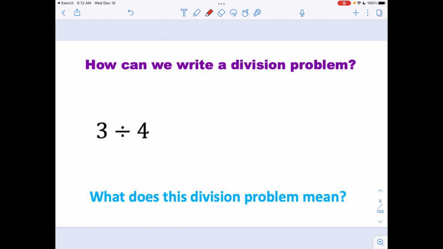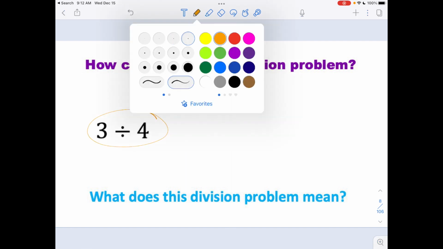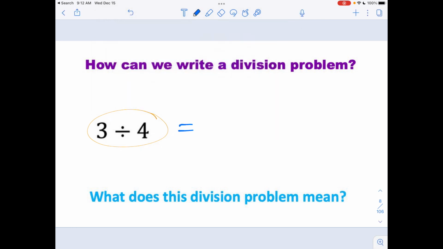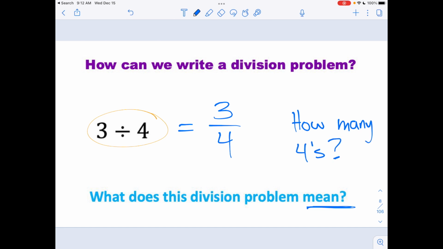So it says, how can we write a division problem? I could write 3 divided by 4, like this. Or I could write it so it looks like a fraction, with the 3 on top of the 4. And what does this division problem mean? It means how many 4s does it take to make 3?